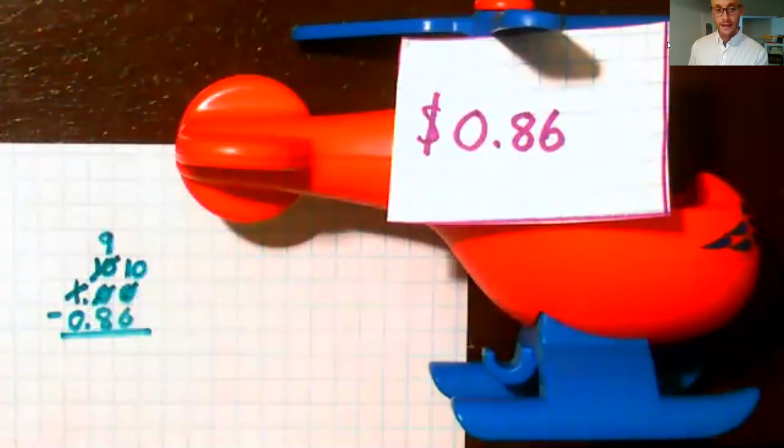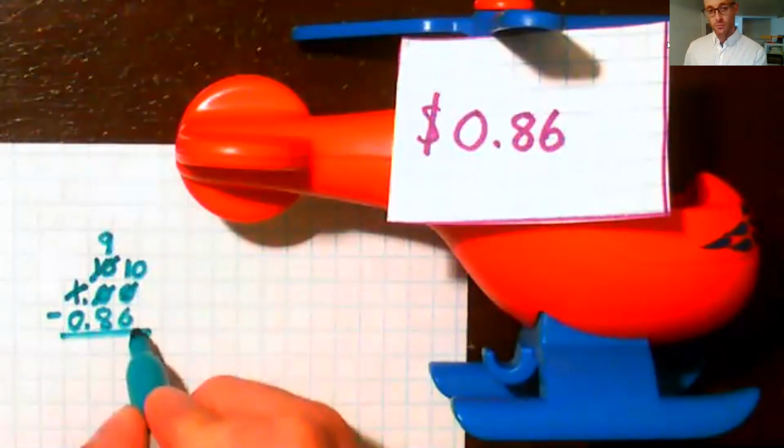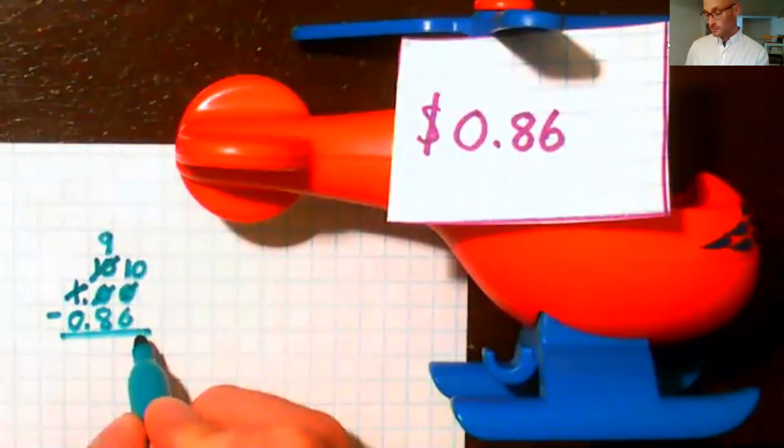We talked about renaming in our video from yesterday. You can go back and watch it if you need a little bit of review. But renaming is a way we change a dollar into 90 cents and 10 cents, or 9 dimes and 10 pennies, which is actually the same as a dollar. It's still 100 cents, but now it's in a much more useful form for me to subtract.